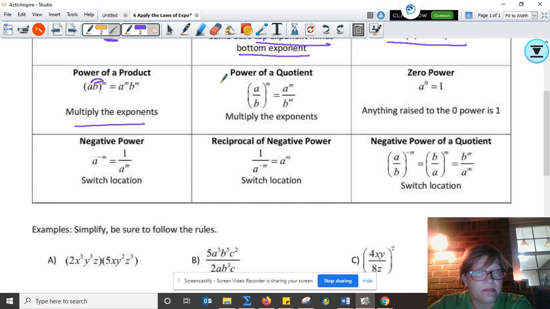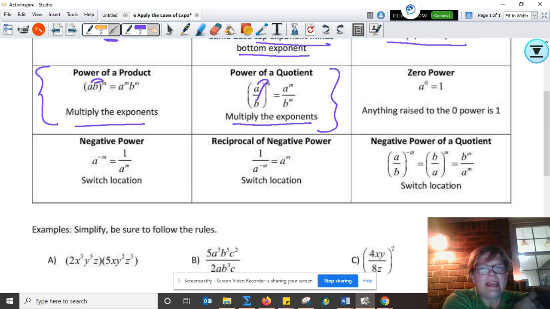Power of a quotient. These right here kind of go hand in hand. You're dividing, you're going to throw it into each exponent: a to the m divided by b to the m. You multiply the exponents again. Anytime you raise something to the 0 power, it's always 1. Anything raised to the 0 power is 1.